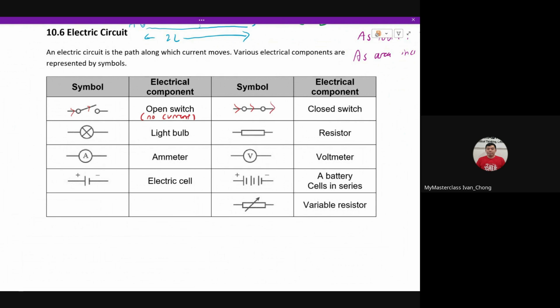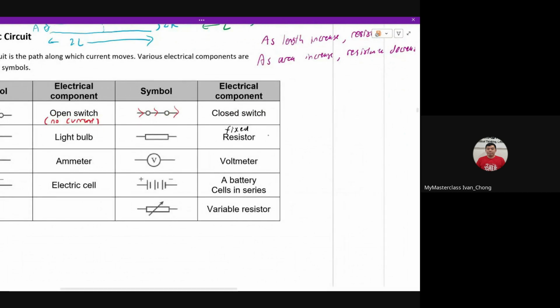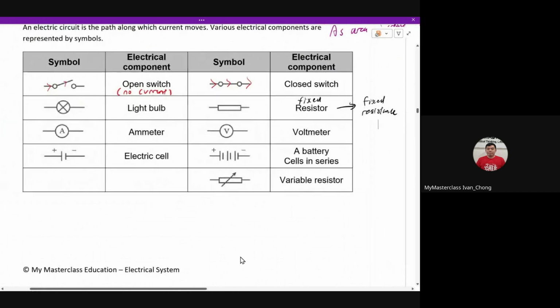Light bulbs are drawn like this. Your resistor. So this one in particular is what we call a fixed resistor. So you guess why it's called a fixed resistor? Is because it has a fixed resistance, which means that the resistance of this guy is a fixed number. You cannot increase or you cannot decrease. It's going to be a fixed number itself, like 15 ohms or whatsoever.